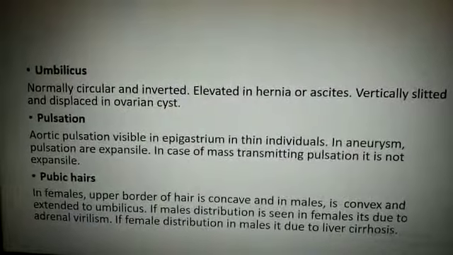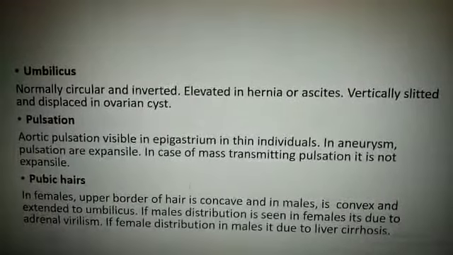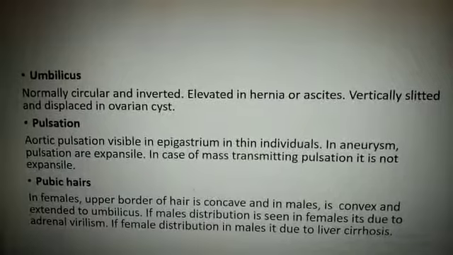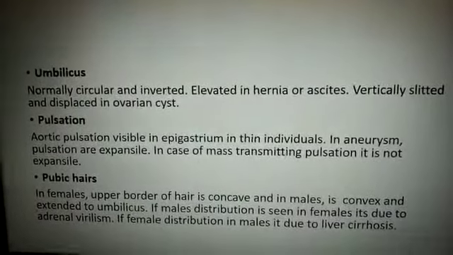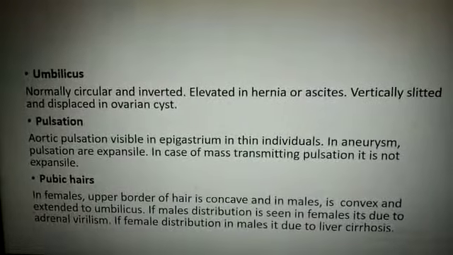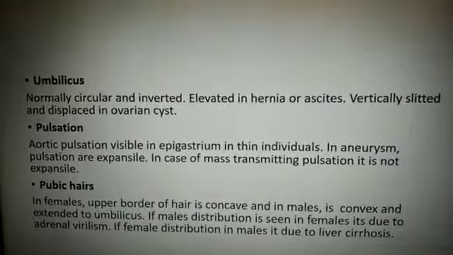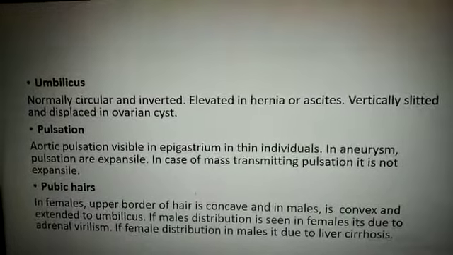Now, umbilicus: normally circular and inverted in shape, it is elevated in hernia or ascites, but it stays circular in shape. It is vertically slit and displaced in ovarian cyst. These two are abnormalities in which the umbilicus will elevate or be vertically slit.